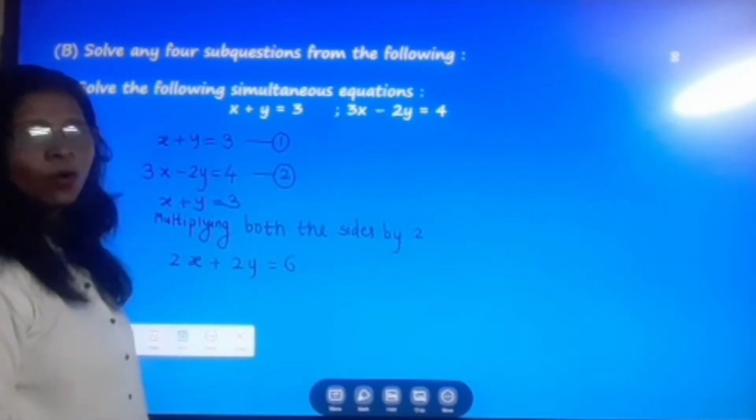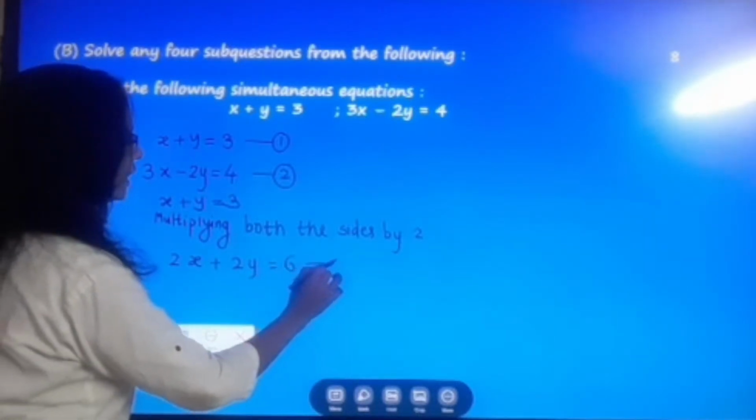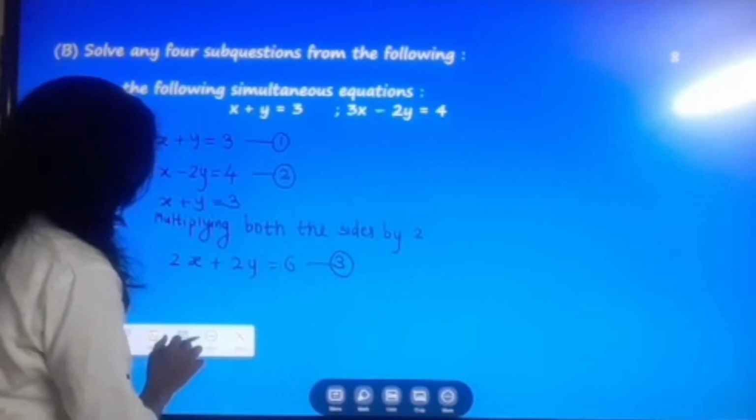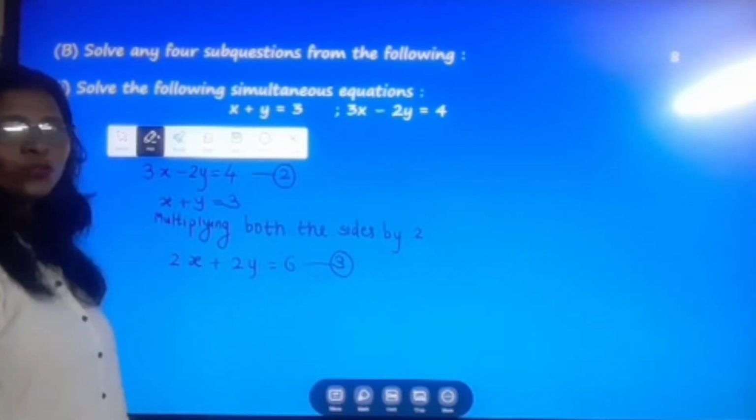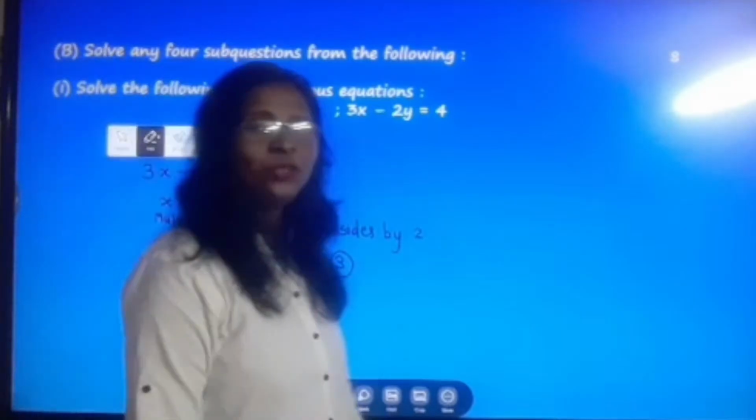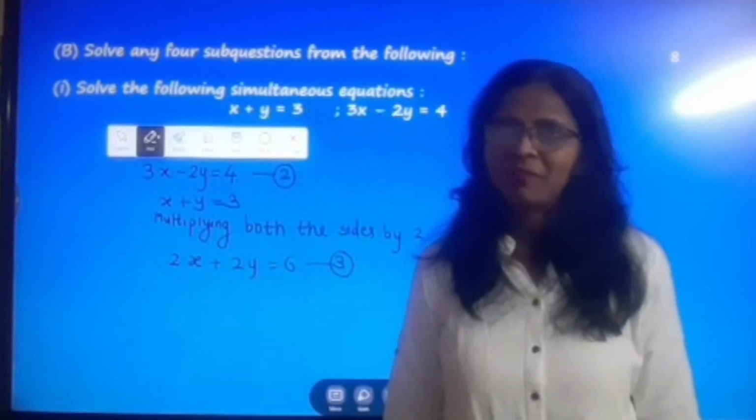Okay, then here I call this the third equation. Now do not observe the first equation. You hide that first equation, okay?